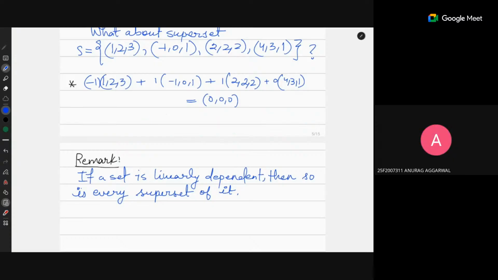Sir, 4 vectors in R cube will always be dependent, no? Yes, I will come back. You are correct.